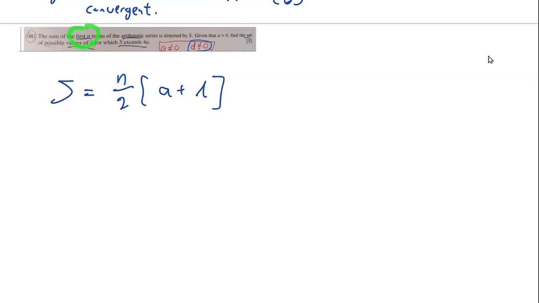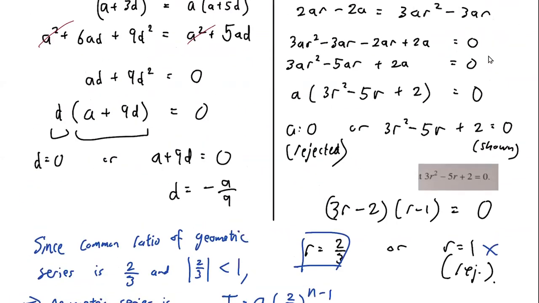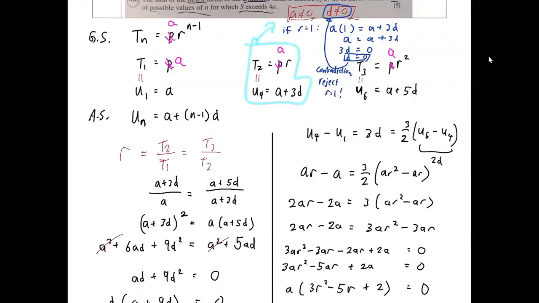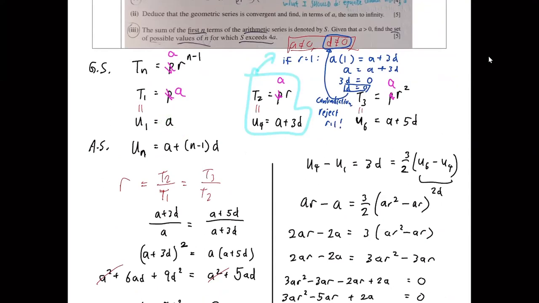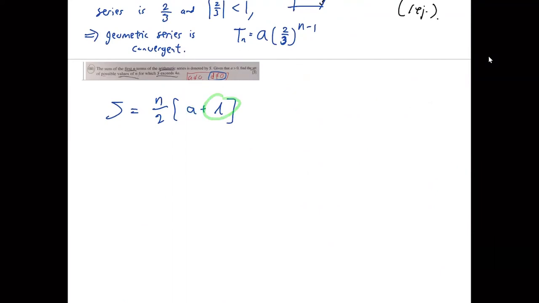So since they're asking about first n terms, that means this one is n. If they say first m terms, then this will be m. But of course, that's not the case. They say n, so it follows through. Then A plus L, first term plus last term. What is the first term of this arithmetic series? Go back to the question. First term, it's just A. We denoted it by A. So let's just write that as normal A. Then what's the last term? It's the nth term. So A plus n minus 1 times D. I think that would be more useful here.